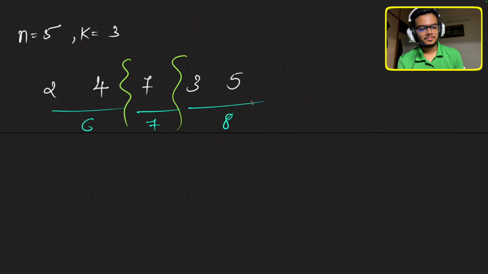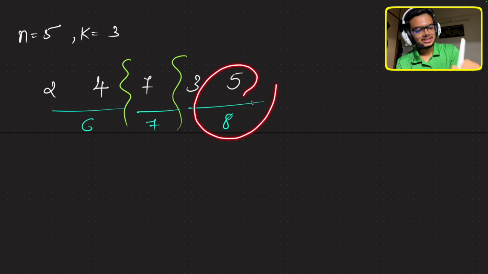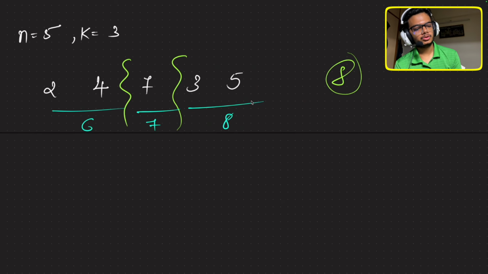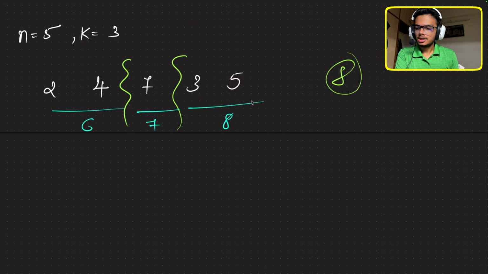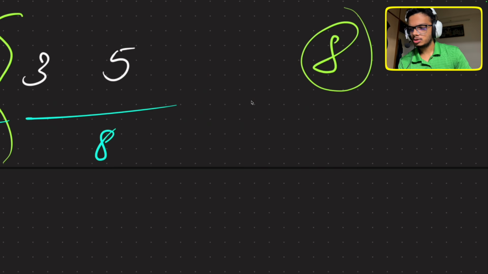You cannot split this array into 3 parts in any other way such that the max of Si is less than 8. You can try it. So here you have to print actually 8. Right? So you want to devise an optimal split into k parts such that max of Si is minimized.